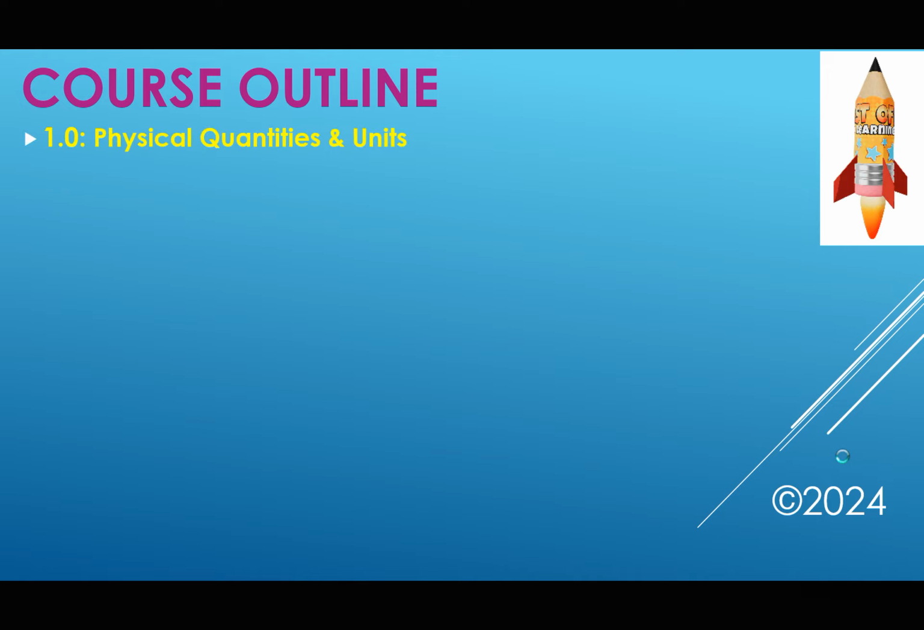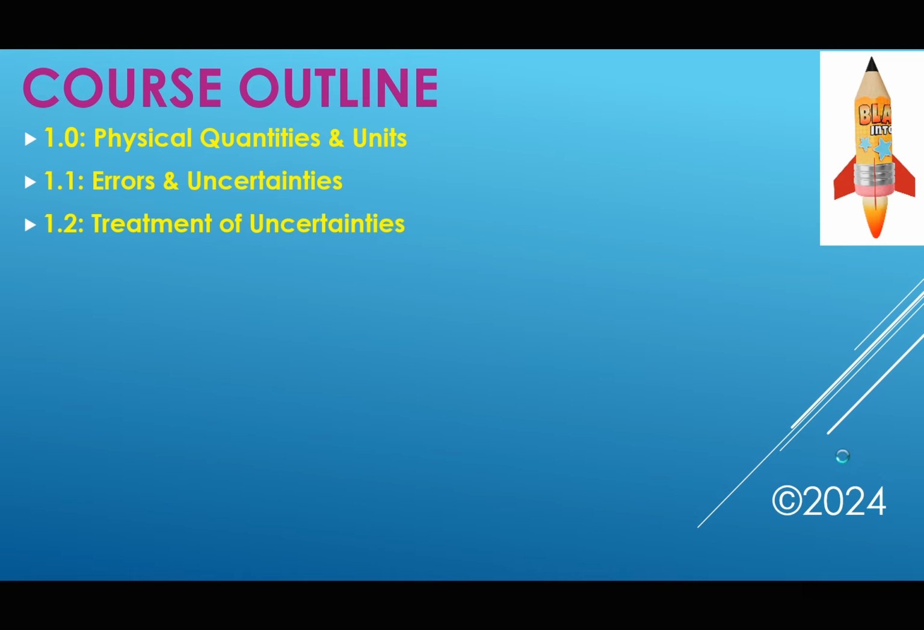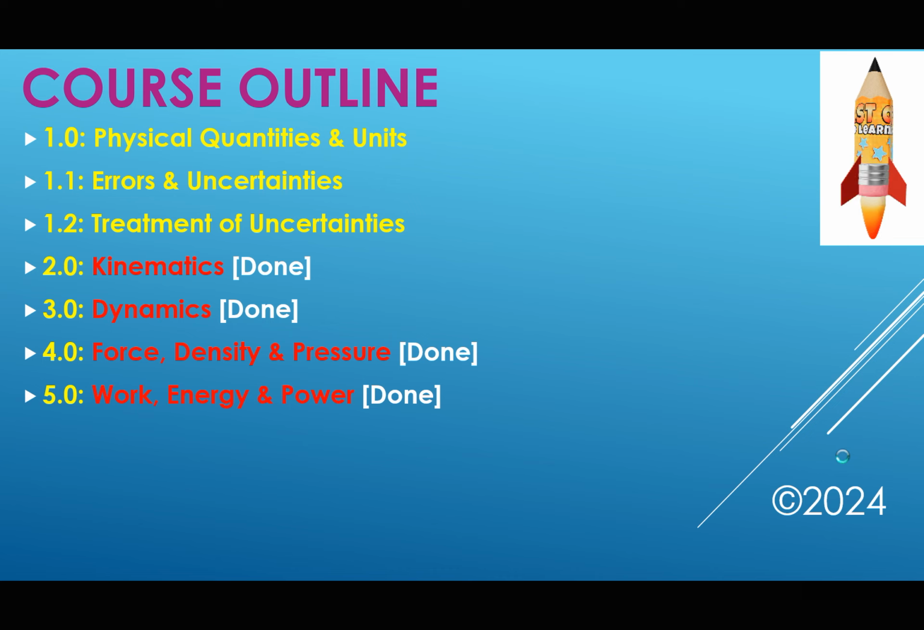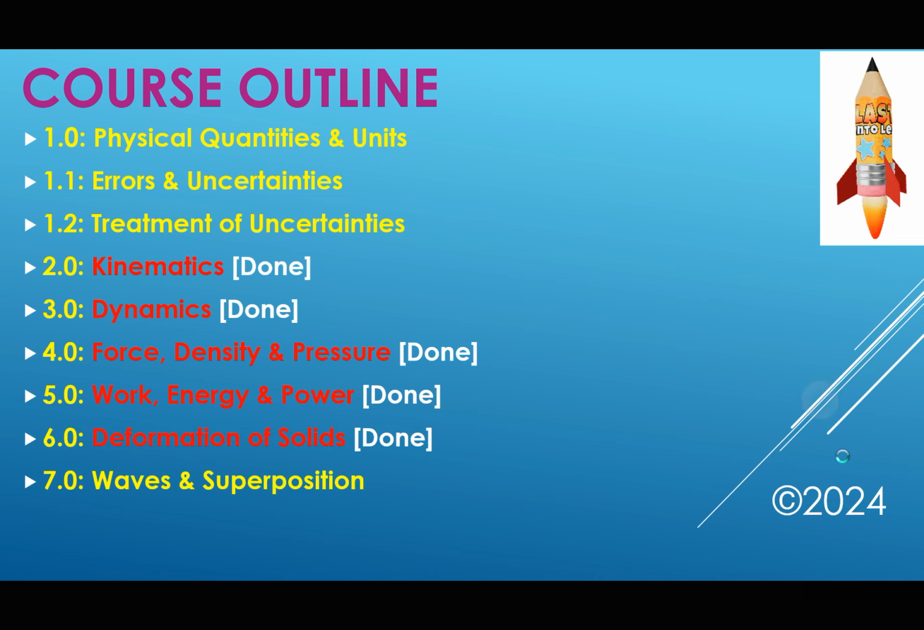Just to remind you of the course outline for AS Physics, you should study physical quantities and units, errors and uncertainties, treatment of uncertainties. When I say treatment, that is combination of uncertainties. You should also study kinematics, dynamics, force, density, and pressure, work, energy and power, deformation of solids, waves and superposition, which we are going to explore, electricity and DC circuits, and finally particle physics.